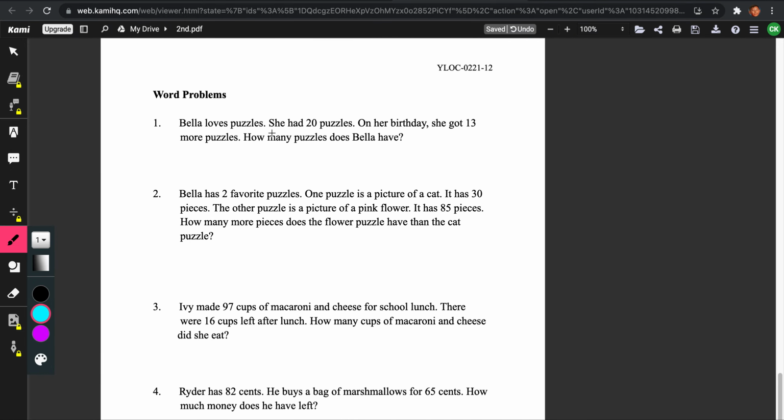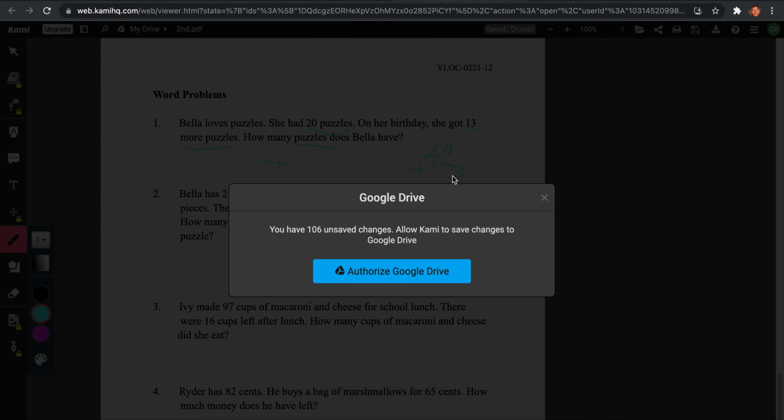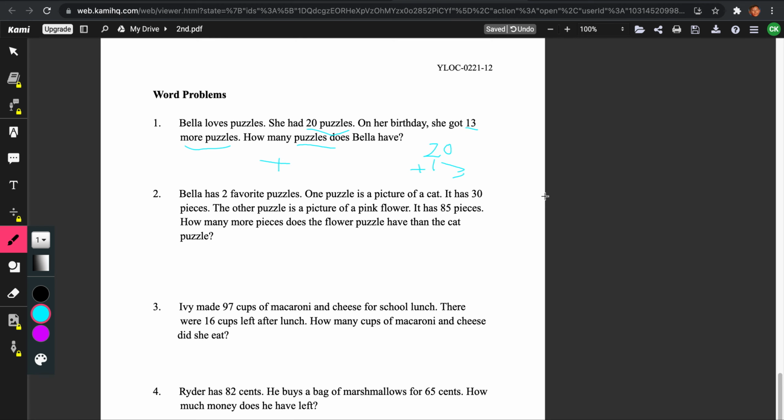Okay, so Bella loves puzzles. She had 20 puzzles. On her birthday, she got 13 more puzzles. How many puzzles does Bella have? Since we need to find out how many puzzles she has, we know we have to add. So we would have to do 20 plus 13. Sorry about that messy handwriting. Let me rewrite it over here. 20 plus 13. 0 plus 3, 3, 2 plus 1, 3. And that means she would have 33 puzzles.